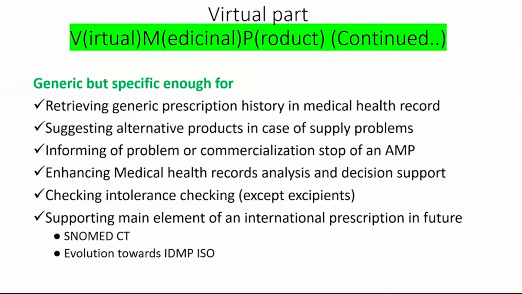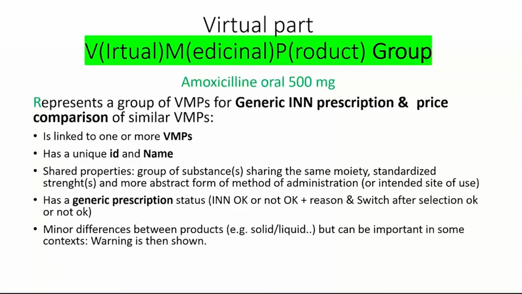Generic but specific enough for receiving generic prescription history and medical records, suggesting alternative products, informing of problems of commercialization, enhancing medicinal healthcare record processes, and so on and so on. All this can be based on the virtual medicinal product. Next one. Virtual medicinal product, amoxicillin 500 milligram without anything, represents a group of virtual medicinal products, is a generic INN prescription and price composition of similar VMPs.